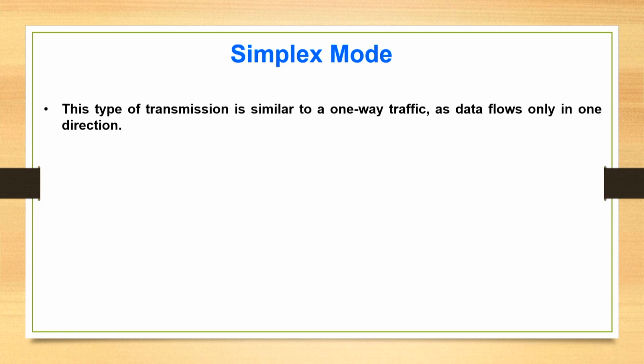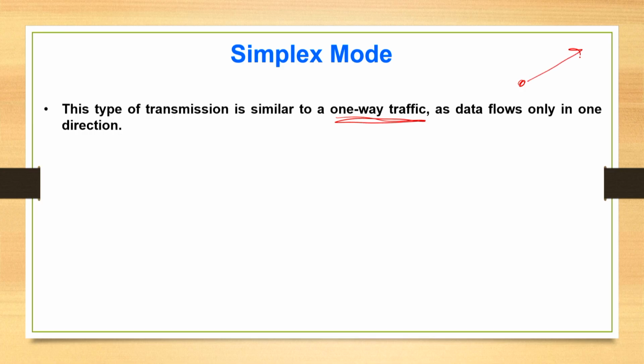This type of transmission is similar to one-way traffic. One-way traffic means data flows in only one direction. The other direction is not allowed. It goes from here to here, only in this direction. The backward direction is not possible.